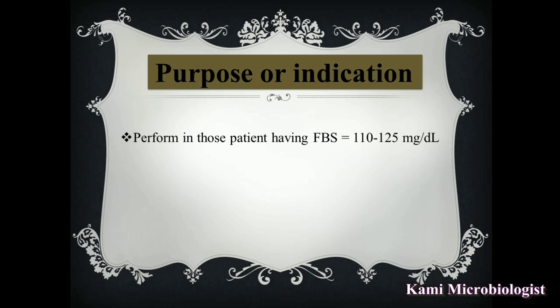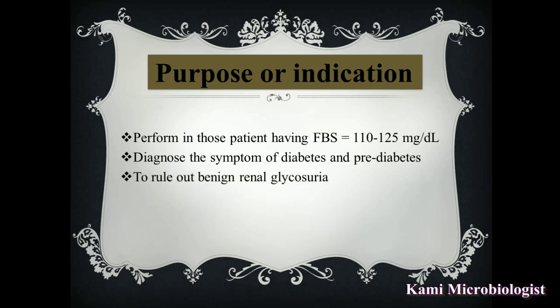Dear viewers, this test is specially performed in those patients whose FBS, meaning fasting blood sugar, is 110 to 125 milligram per deciliter. This test is also performed to diagnose the symptoms of diabetes and pre-diabetes. This test is also performed to rule out benign renal glycosuria.